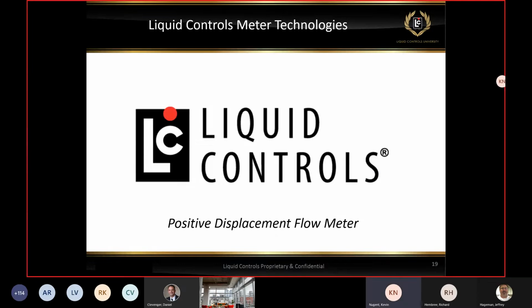Now we're going to get a little bit deeper into what is offered along with the liquid controls flow meter.